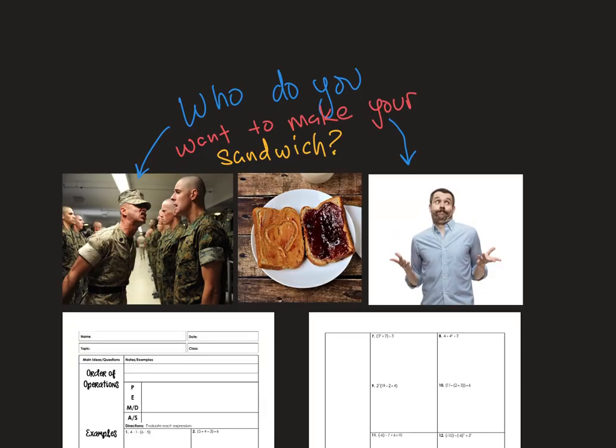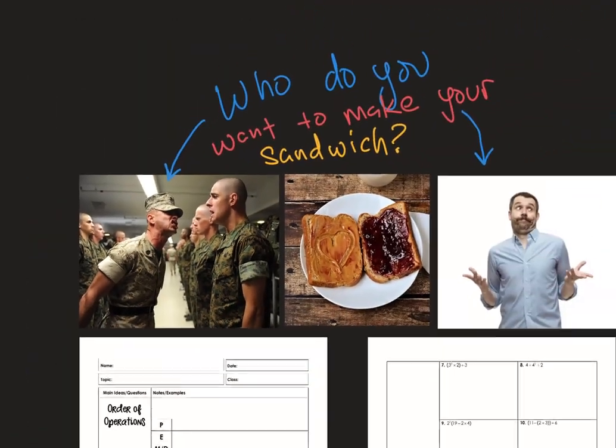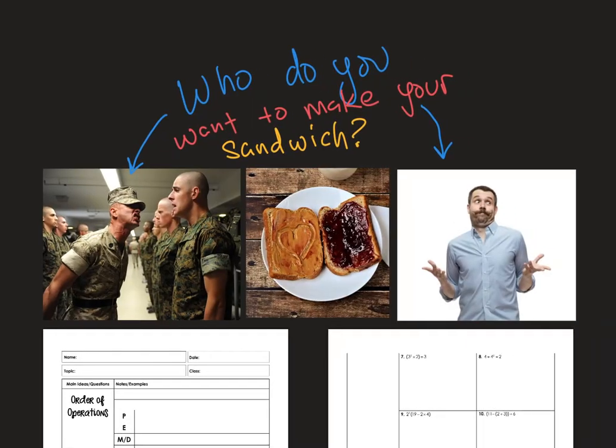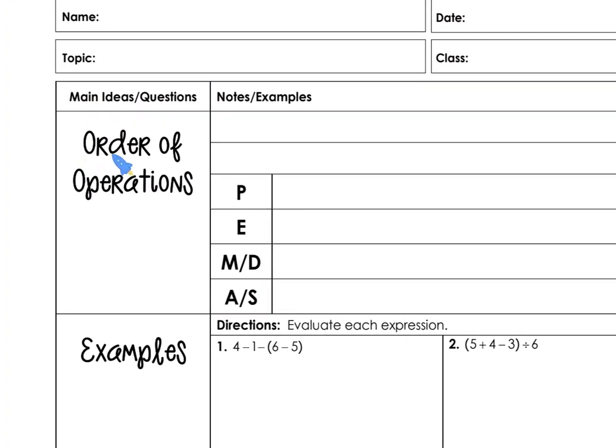If the answer is not this guy, then I think you might not like sandwiches, because this guy right here is not necessarily going to make you a sandwich. You might get bread, and you might get peanut butter, and you might get jelly, but you might not get a sandwich. And if you're like, what is he talking about? I mean, there is a certain order to how things are done, right?